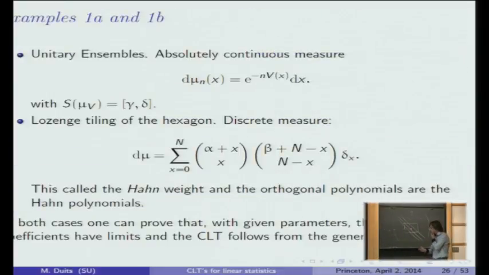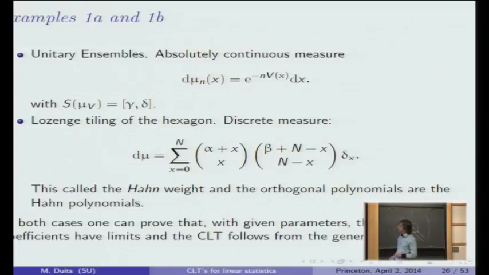Okay, so examples. The first example I want to give: you can take unitary ensembles with some potential V, under some general conditions on V. If you're in the one-cut case, then you can prove that the recurrence coefficients have limits. It's not completely equivalent, but morally the same thing: if you have limits for the recurrence coefficients, you have one-cut support, and vice versa.